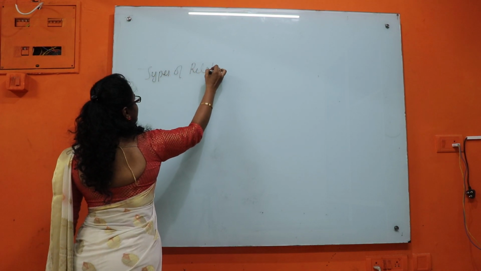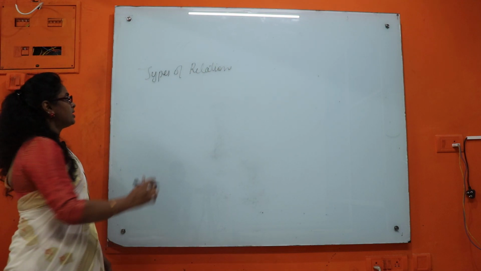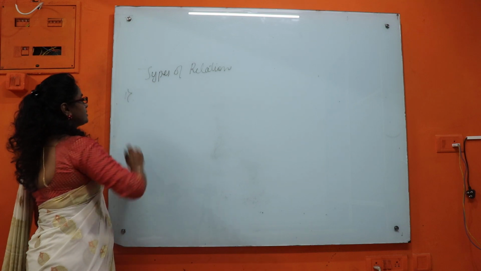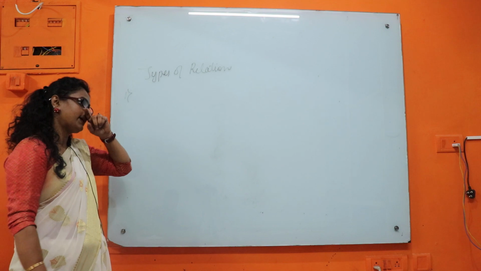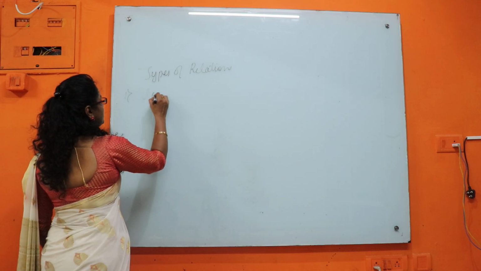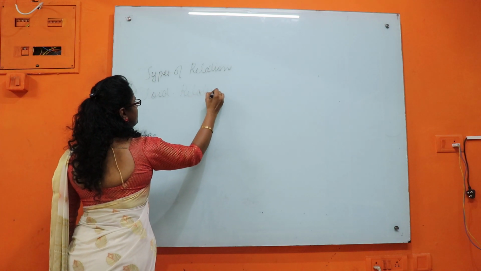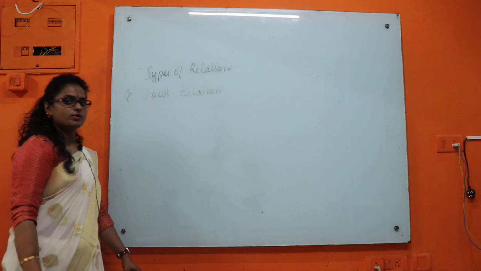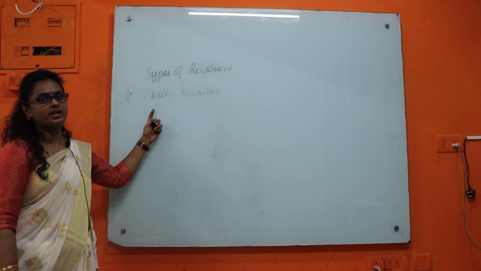Types of relations. So first thing is, under this types of relation, the first relation that we can have is void relation, or null relation. Void relation, or you can even call it a null relation. So what is meant by a void relation?